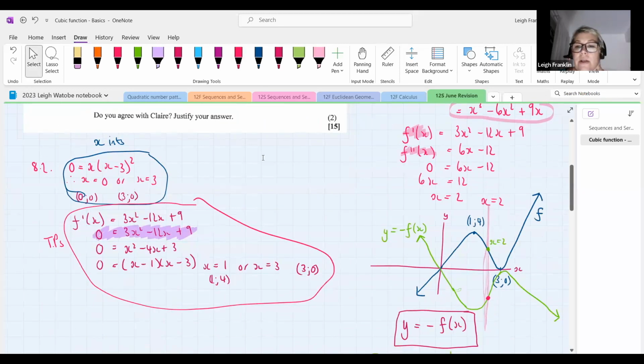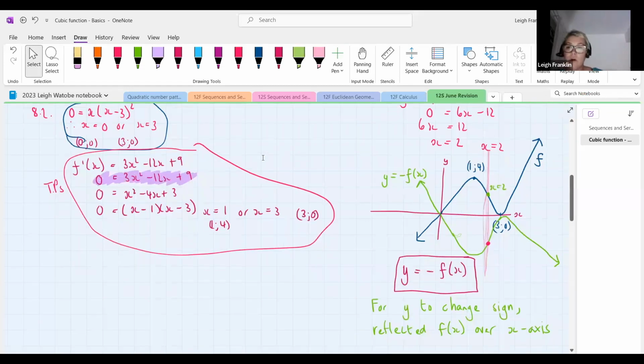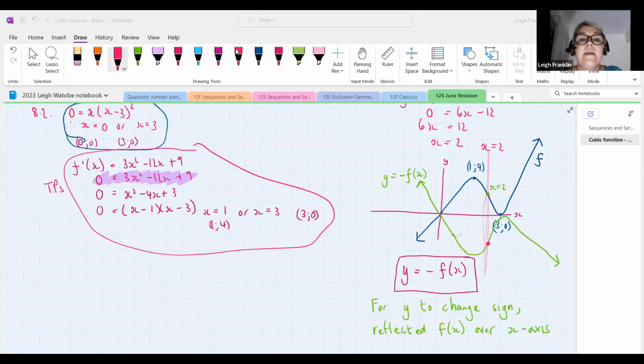Okay, so just having a look at it again, the blue graph is your original graph of f. If they are talking about y equals minus f of x, they have reflected it over the x-axis. Okay, they haven't shifted it up or down or left or right, they've just reflected it. So that means that your point of inflection is still going to be where x is equal to 2. Your green graph is going to be concave down when x is greater than 2. It will be concave up where x is smaller than 2. Does that make sense?